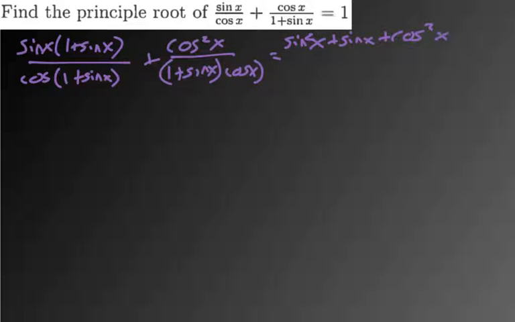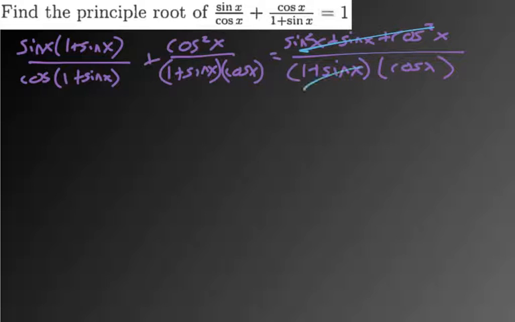Let's just combine our fractions too. So we got 1 plus sine x times cos x. Trig identities here: sine squared plus cosine squared equals 1. So we actually have a 1 plus sine x up here, but we also have a 1 plus sine x here. So basically this and this will cancel, giving me 1 over cos x. But 1 over cos x is just secant of x, yes. And so secant of x is what we want to equal 1.